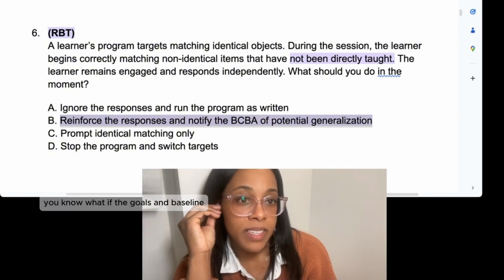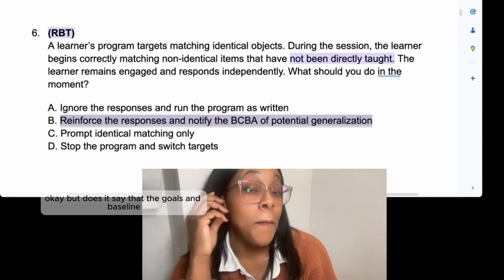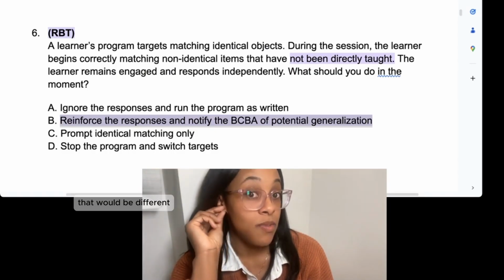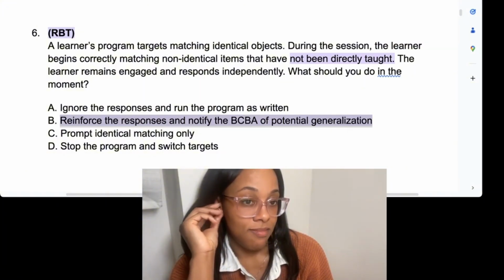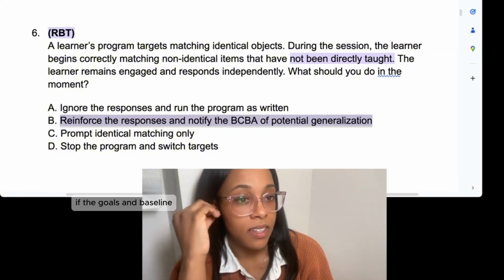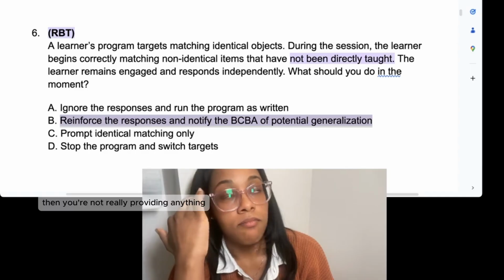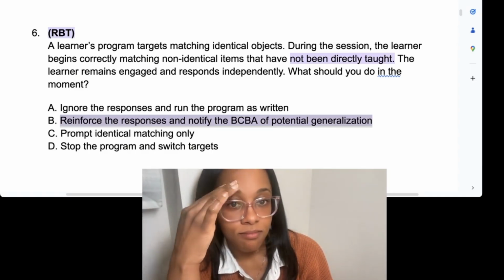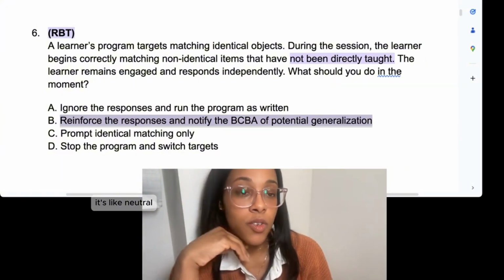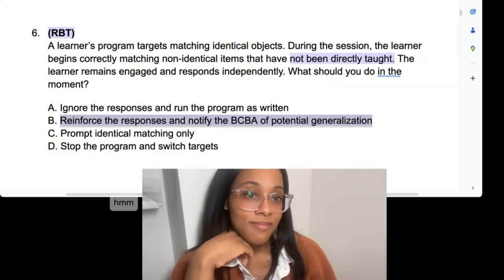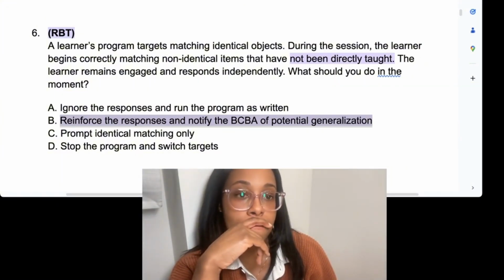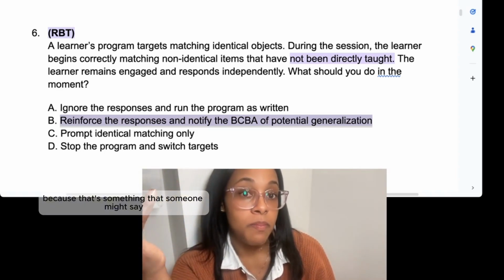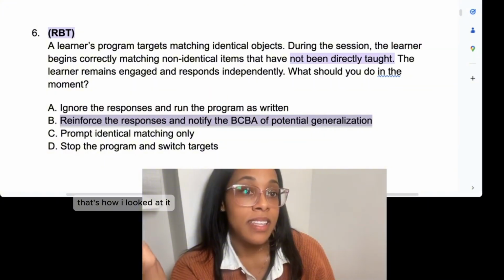What if the goals and baseline? Okay, but does it say that the goals and baseline? That would be different. If the goals and baseline, then you're not really providing anything. You're gathering your data. It's like neutral. But I like that question because that's something that someone might say. What if the goals and baseline? That's how I looked at it.